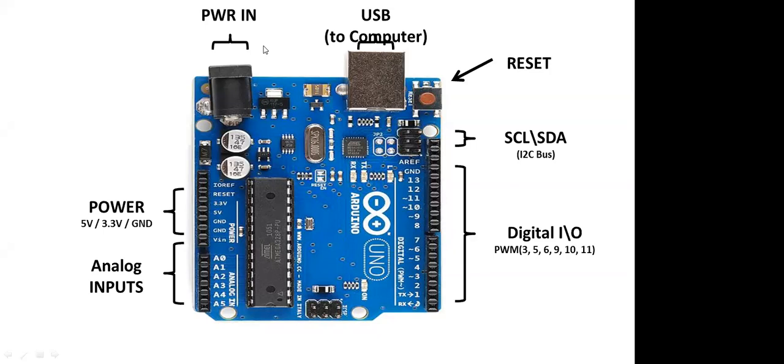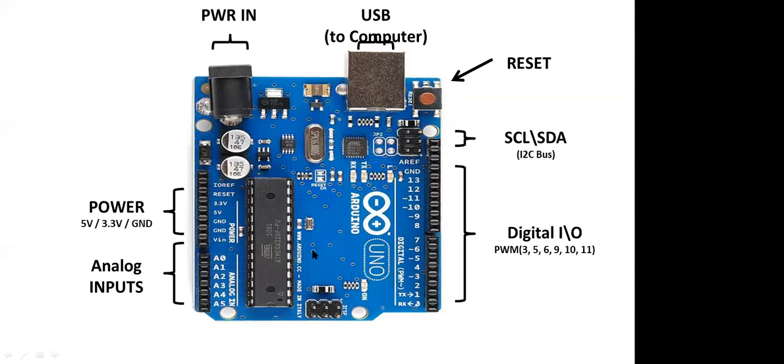So with the help of that power, yes. You can give power to this module with a 9 volt or 12 volt supply, but this Arduino board will operate on 5 volt only. If you give more than 5 volt to any digital or analog pin, this board will get damaged.